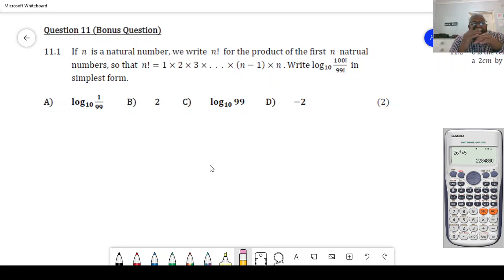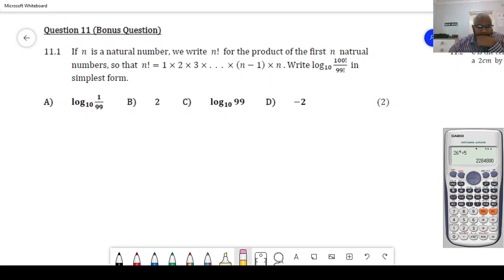We write n factorial. At this point you are exposed to factorial. We use factorial in your counting principle for the product of the first n natural numbers, so that n factorial is equal to 1 times 2 times 3 times all the way to n minus 1 times n. The question says you must write log of 100 factorial over 99 factorial, base 10.